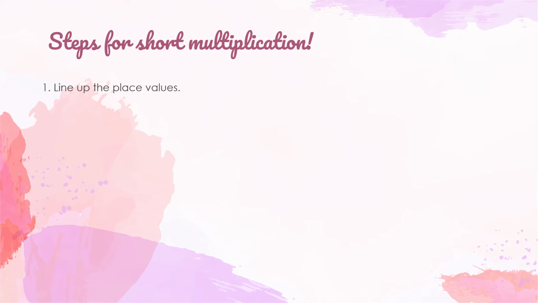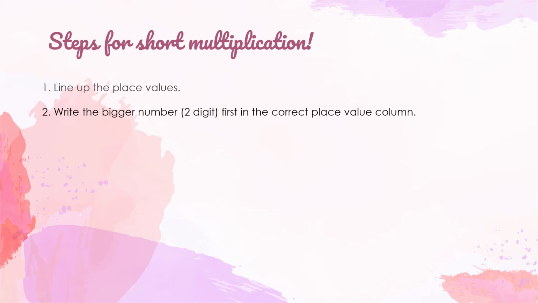Step number 1, line up the place values. You're now in term 3 of grade 4. You don't actually have to write out UTH, but you know that they're there. Step number 2, write the bigger number, which is the 2-digit number, first in the correct place value column. Please do not write the unit number under the thousands column. You're going to completely change the number if you do that.